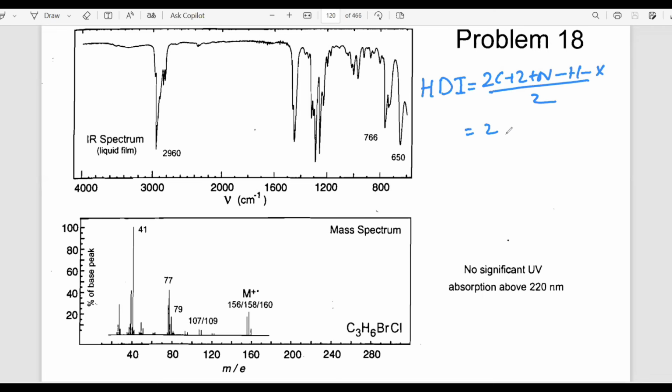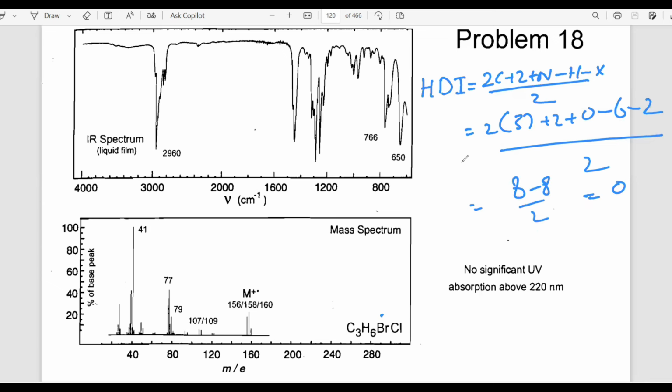So simply put the values. The 2 remains as it is. Number of carbon 3, plus 2, plus number of nitrogen in this compound 0, hydrogen 6, halogen: chlorine 1, bromine 1, so 2 halogens, divided by 2. So 3 times 2 is 6, 6 plus 2 is 8, 8 minus 8 divided by 2 is equal to 0. So the degree of unsaturation of this compound is again 0.